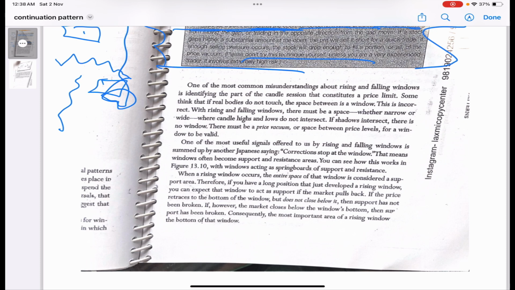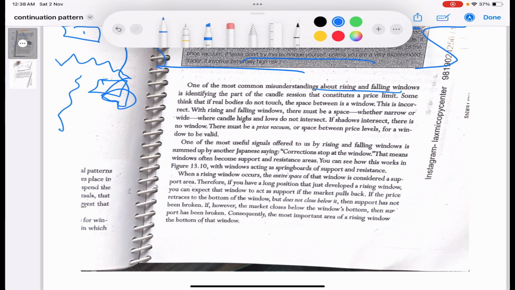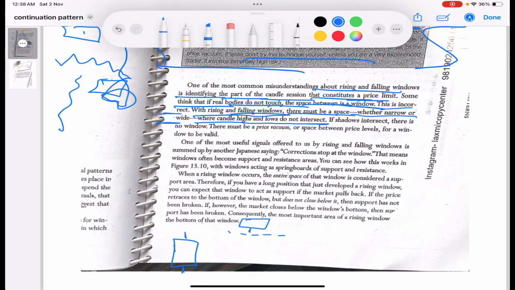One of the most common misunderstandings about rising and falling windows is identifying the part of the candle session that constitutes a price limit. Some think that if real bodies do not touch, the space between is a window. This is incorrect. With rising and falling windows, there must be a space, whether narrow or wide, where candle highs and lows don't interact. So if shadows intersect, there is no window. Even the shadows should not intersect. So it should be like this. This low has to not touch this. Even the shadows should not touch. Only then it is known as a window.